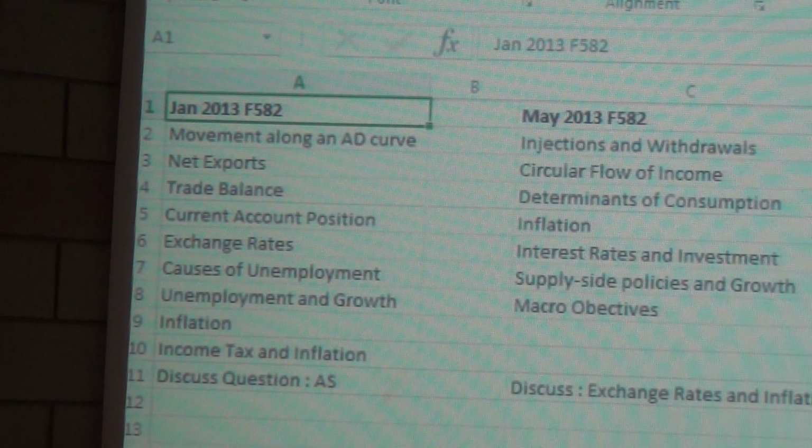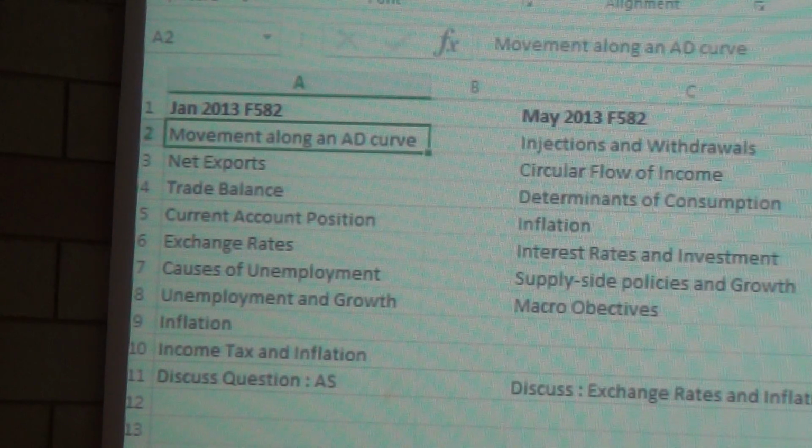On the January 2013 paper, it started off with a very badly done question actually, I remember marking these at the time. What is the only thing that can cause a movement along the aggregate demand curve? The answer to that, as I'm sure you know, is a change in the price level. However, lots of people wrote things like income, population, things which would cause the AD curve to shift rather than a movement along. So that's an NB, nota bene, to take care with a question like that.